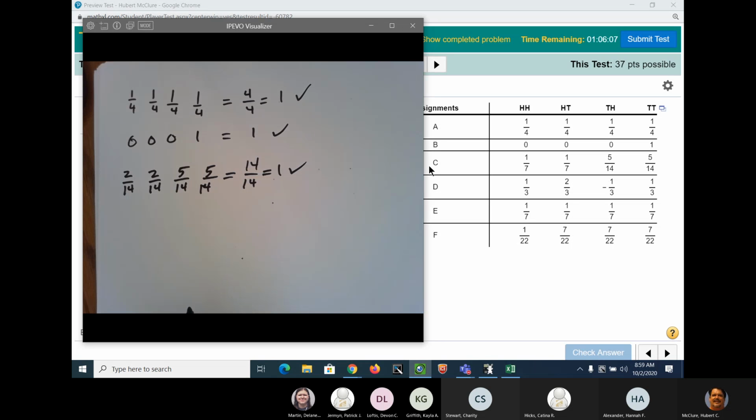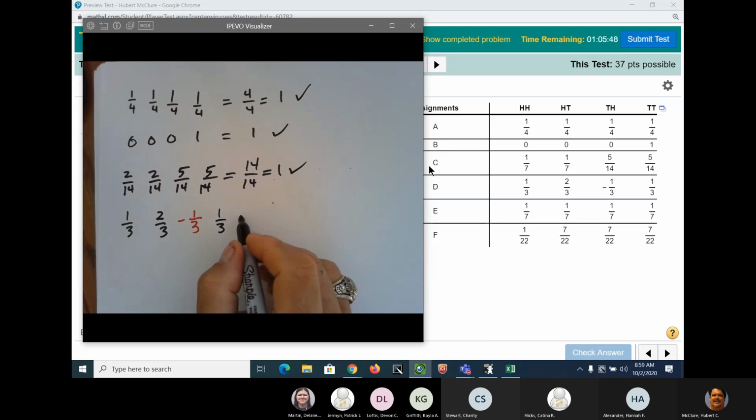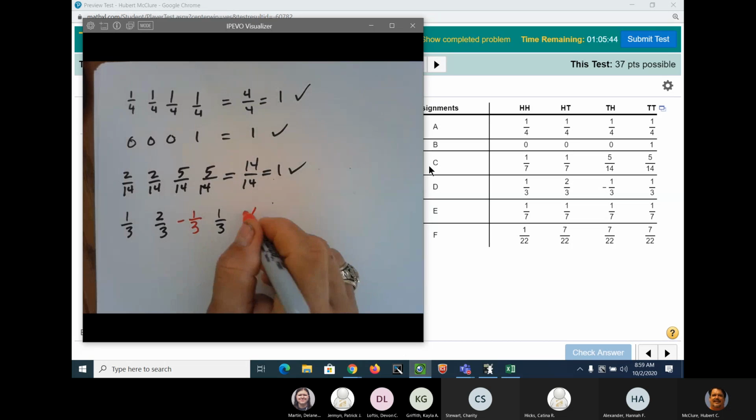What's wrong with D? The negative? Negative. Good job. I'll put that in red. Negative 1/3. And you can't have a negative probability. You can't have a probability above 1 either. That's a no-no.